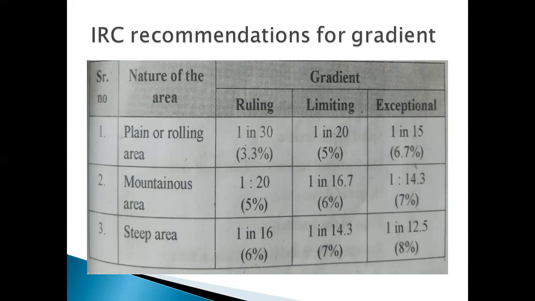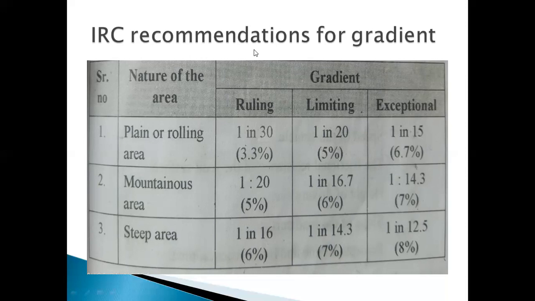Then for steep area, the limiting gradient is 1 in 14.3, or in percentage it is 7%. Now for the exceptional gradient for plain or rolling area, it is 1 in 15, that is 6.7%. Then for mountainous area, it is 1 in 14.3, that is 7%. And for steep area, it is 1 in 12.5, that is 8%.